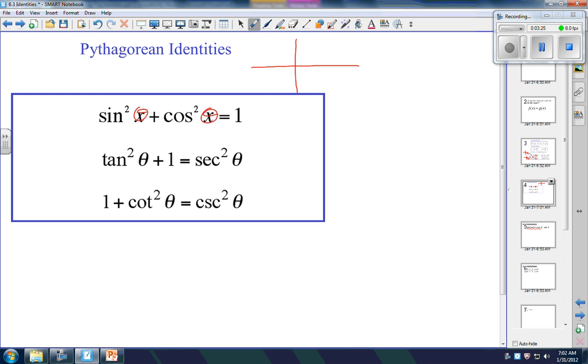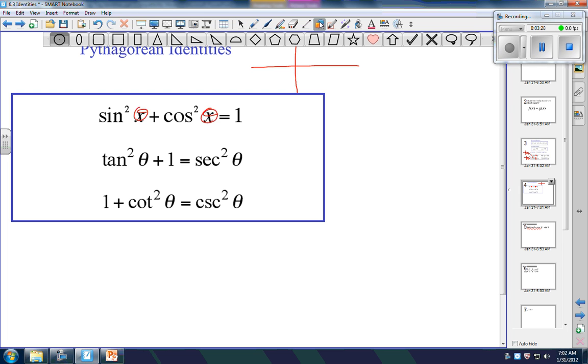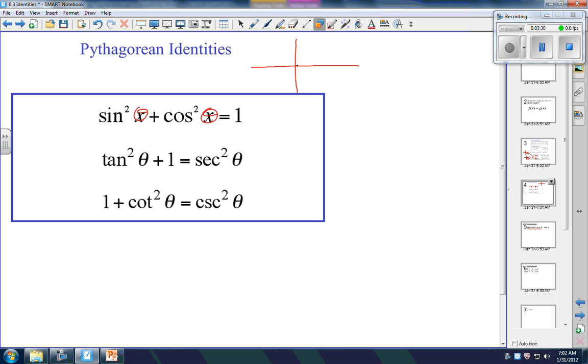But if we take that unit circle, we know the radius is 1 on anything on the unit circle. Here's your cosine value, here's your sine value. If you square those, you will always get 1 because of the unit circle. Okay, so every value around the unit circle, sine squared plus cosine squared is 1.